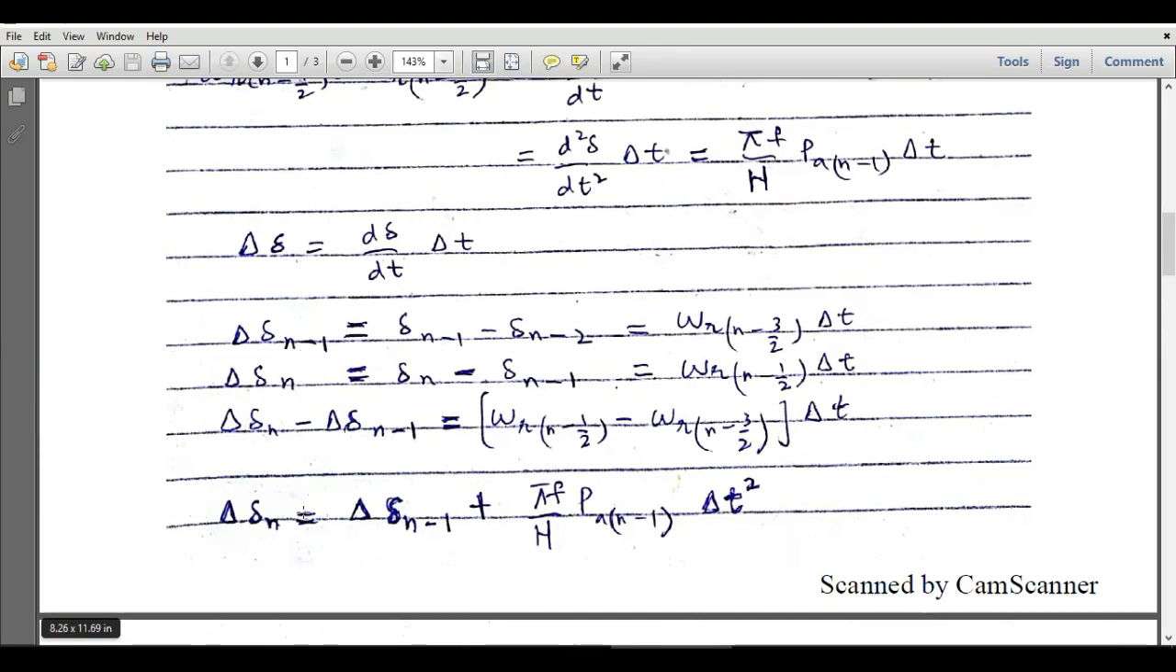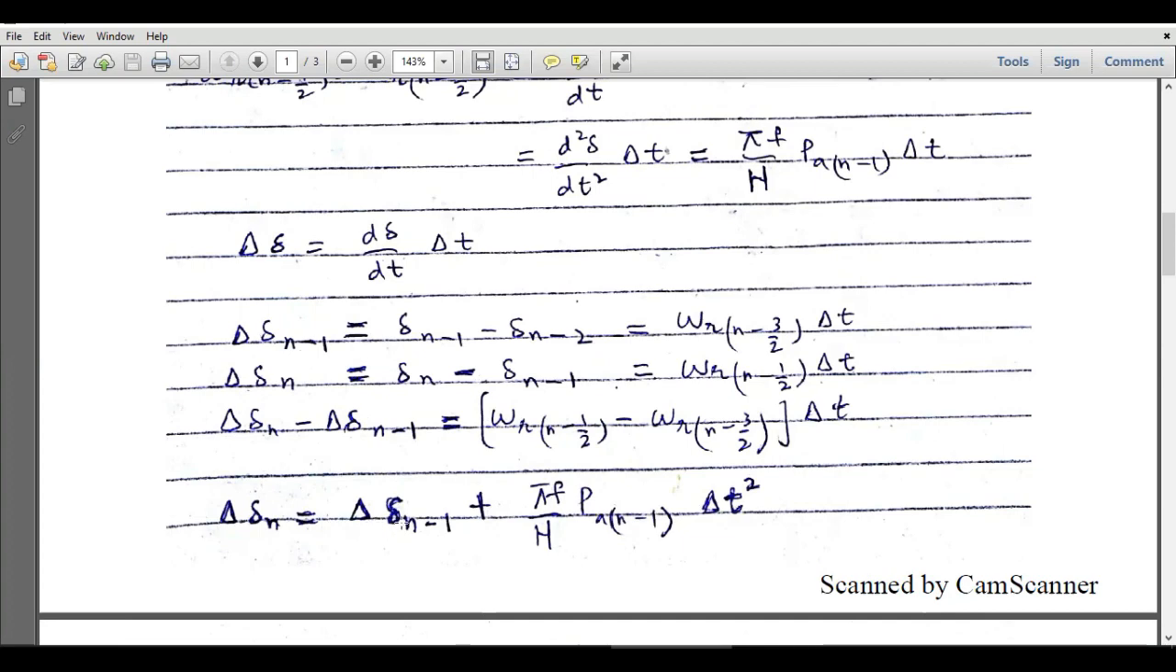and we can start solving the second order differential equation, which is the swing equation, by assuming the initial condition of the accelerating power and the rotor angle, and we can also assume the step size of the time. And after doing these assumptions, we can start numerically solving this difference equation instead of the differential equation.